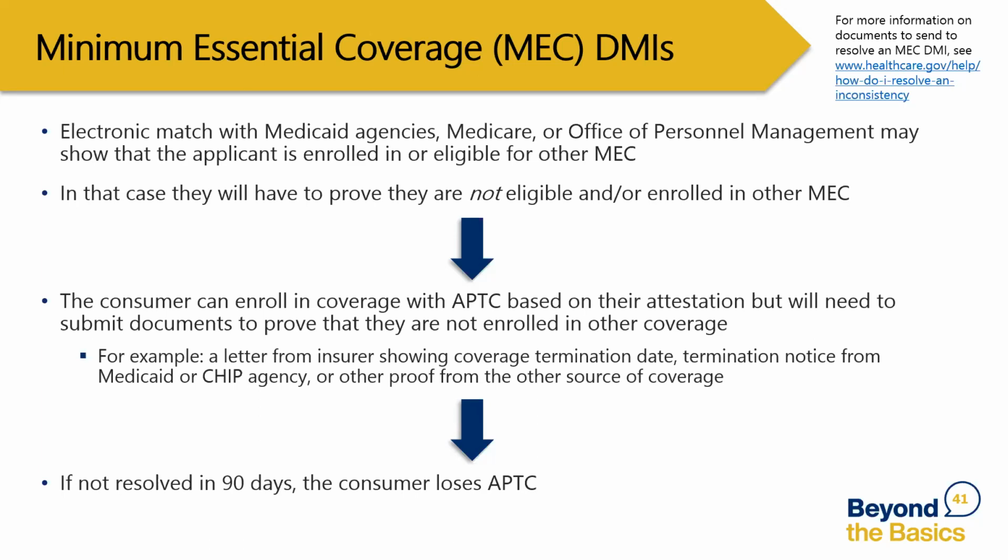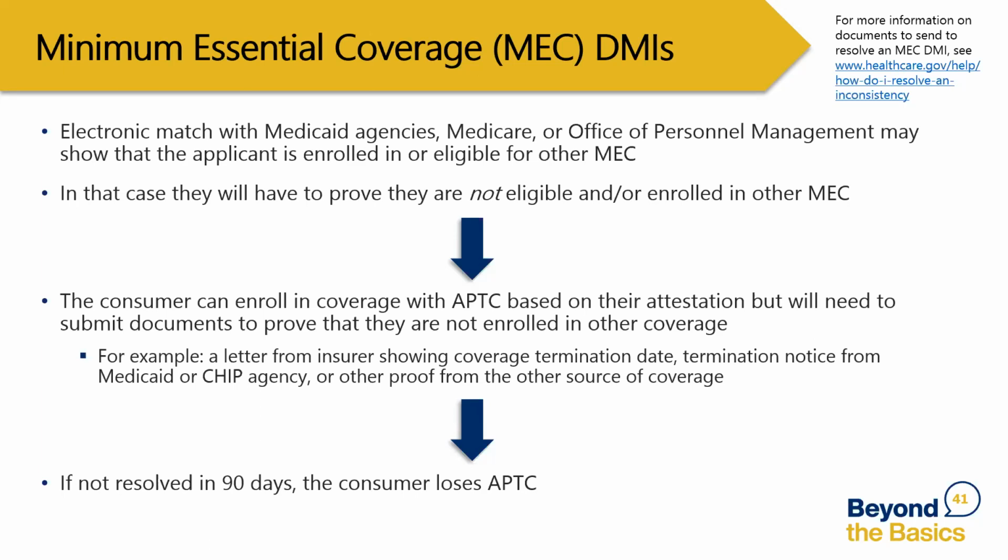Now, it's really difficult to prove a negative. So people who encounter this can really have some trouble. The consumer can enroll in coverage with APTC based on their attestation, but they're going to need to submit these documents to prove that they're not eligible for or enrolled in coverage. And some of the documents they suggest would be a letter from an insurer showing that your coverage was terminated, maybe a termination notice for Medicaid or CHIP, or some other kind of proof.